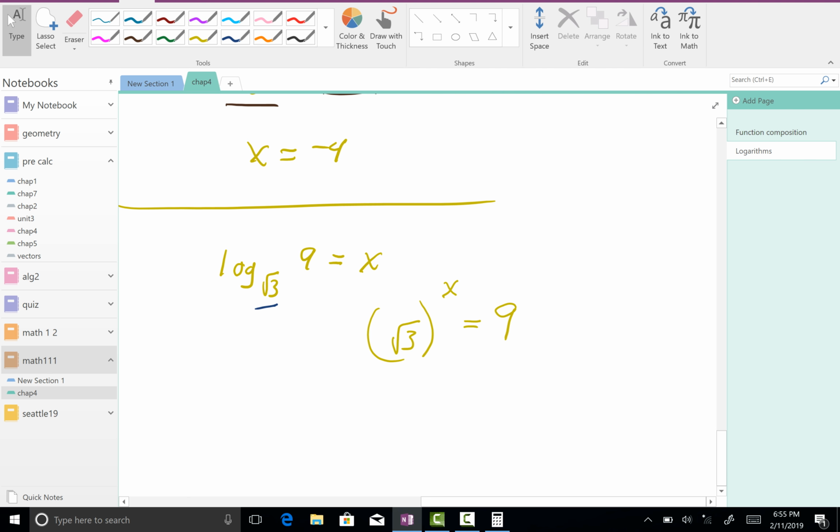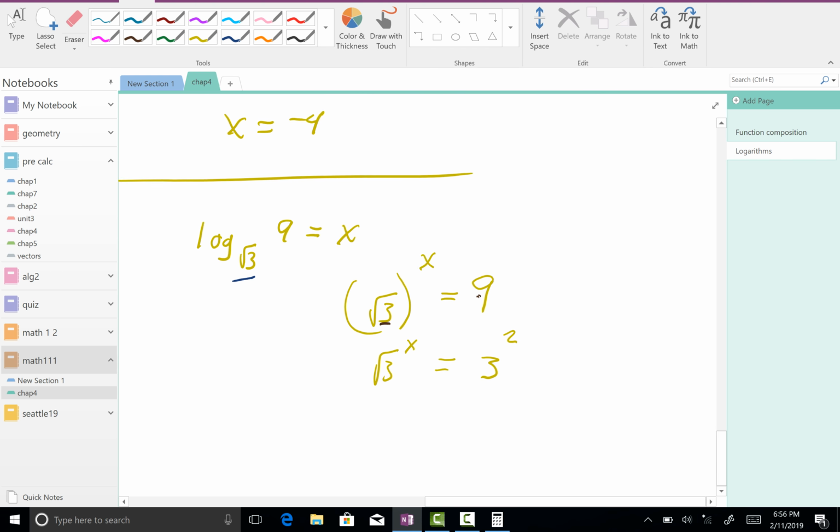Okay. So again, see, this is the key. I have this 3 here. So if I can get this in terms of 3, I'm going to be in good shape. So how would we write 9 in terms of 3? 3 to the what? 3 squared, good.